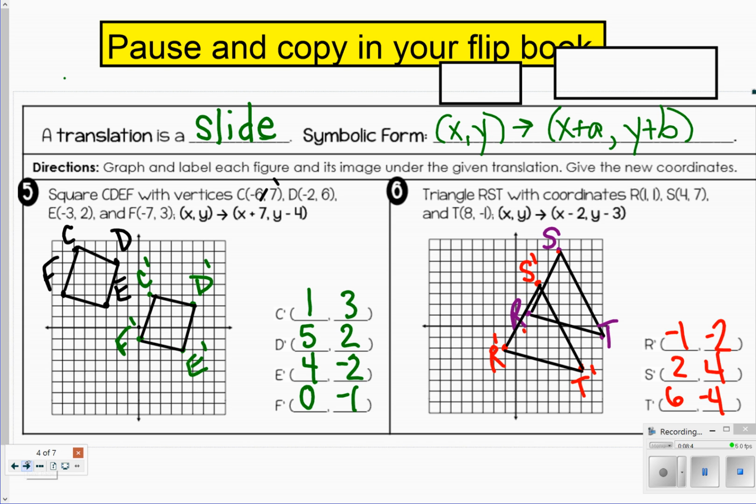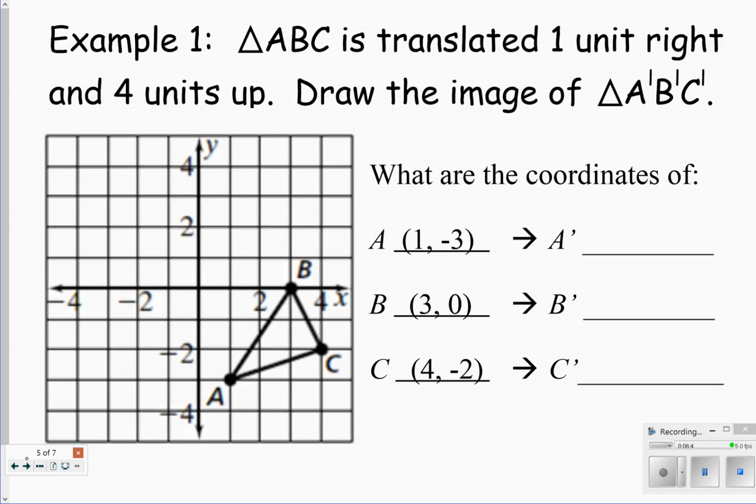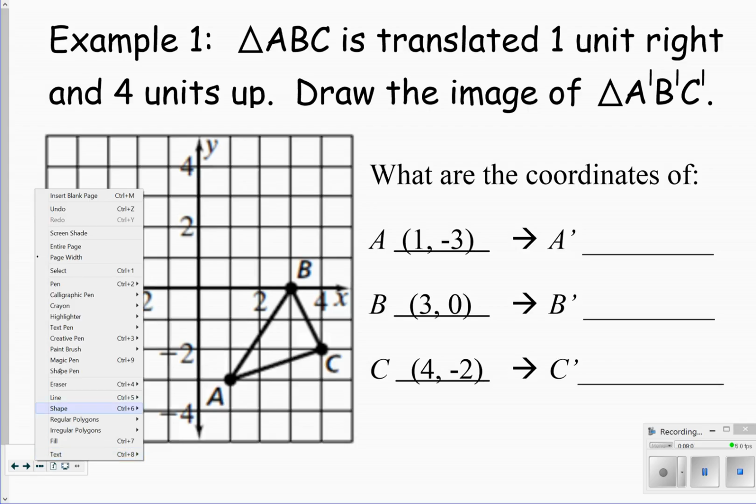Excellent. All right, let's look at our next one then. Okay, so here we have a triangle, and this is our triangle ABC, and it says our pre-image is being translated 1 unit right and 4 units up. And then we need to draw the image of triangle A prime, B prime, C prime. So we want to go 1 unit to the right and 4 units up. So let's go ahead. I'm going to go ahead and do that.